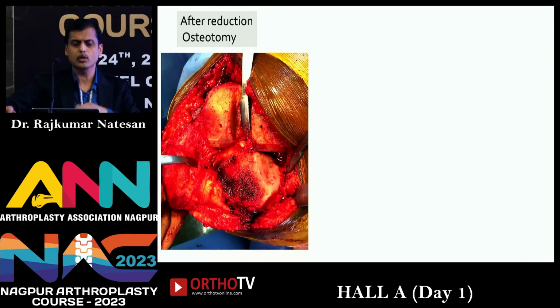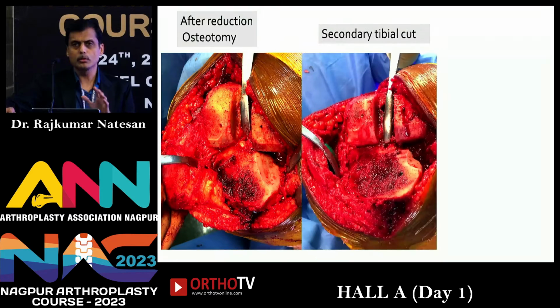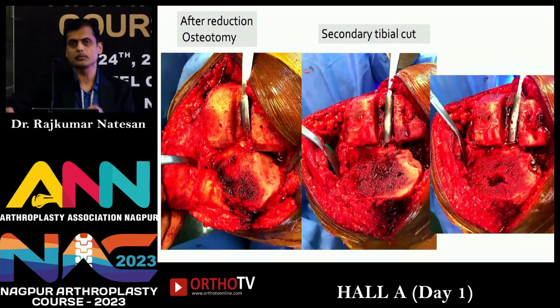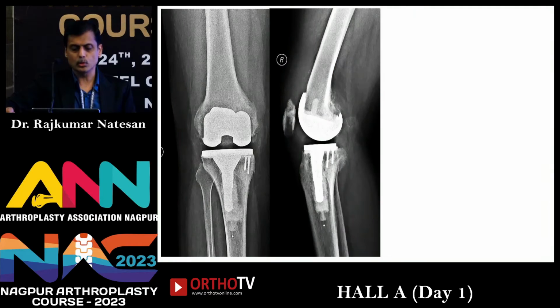Posteromedially, vertical. Once you do the reduction osteotomy, it becomes smaller and smaller. So there is no need to be scared in the initial stage, but have a very gauged approach so that you are not taking too much bone. This is the secondary tibial cut, and this is how the defect has become smaller. Then I augmented that with the screw, and here I have used a short cemented stem and also resurfaced the patella.